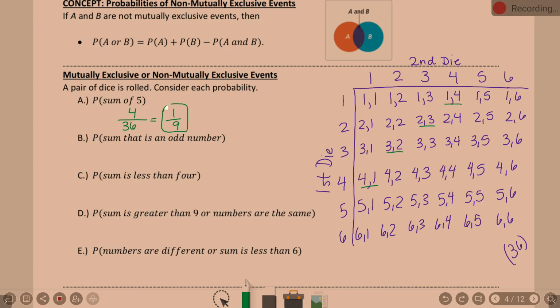And I'm just going fractions on this section. So I'm just going to leave it as 1/9. Some of you are saying, I could have done that without the chart. Okay, fair enough. Not going to argue it. Okay. What about B? Probability that the sum is an odd number.